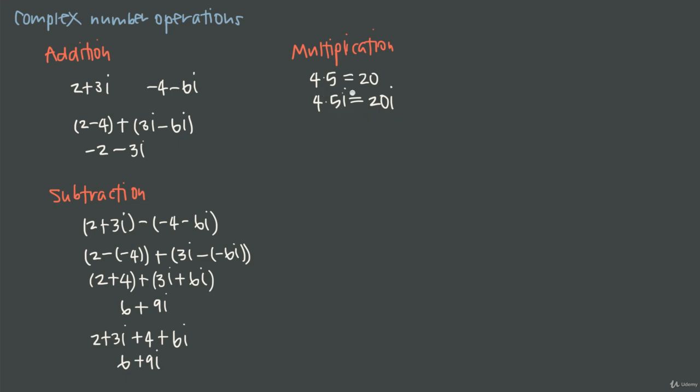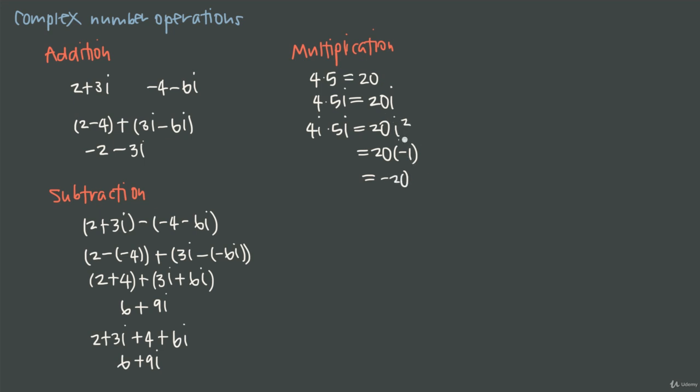If we multiply two imaginary numbers together, so we say 4i times 5i, we still just multiply the 4 and the 5, and then we multiply the i times the i, and we get i squared. But we know from before that i squared is equal to negative 1. So this actually gets us 20 times negative 1, or negative 20.